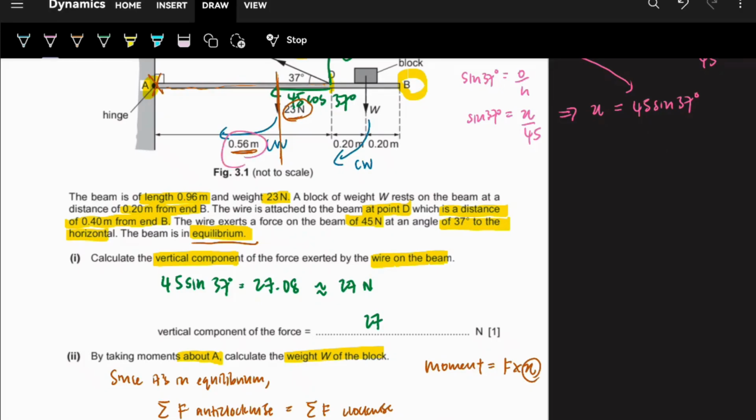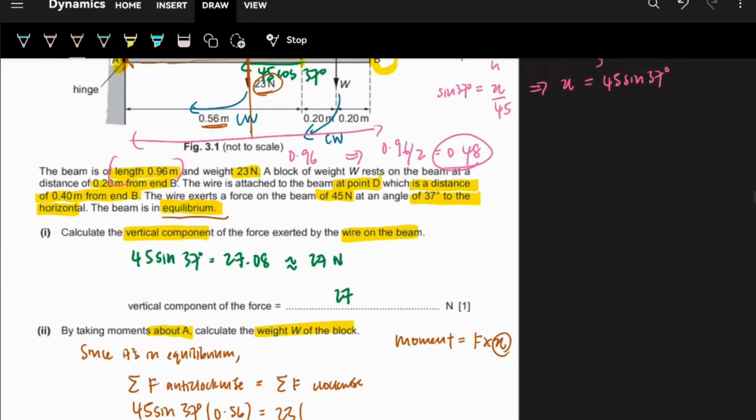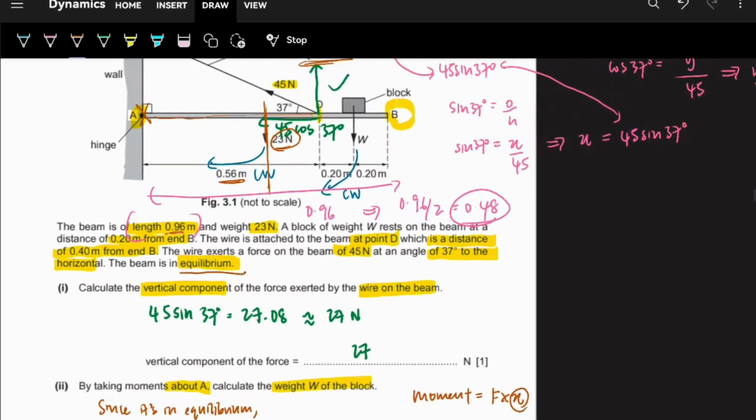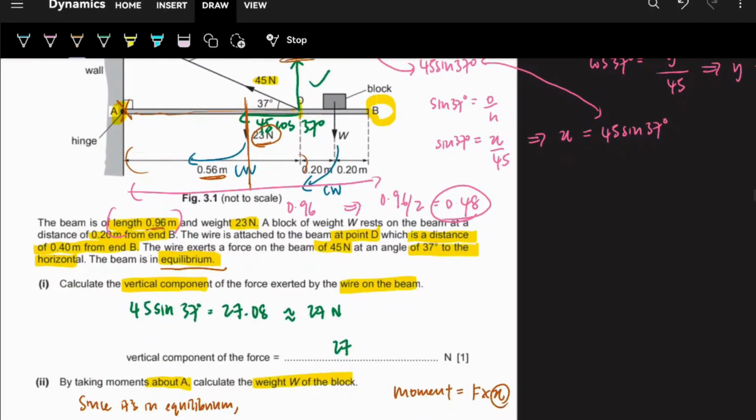Do not take 0.56 divide 2. It is not. They already said the beam is 0.96. So this whole thing is 0.96. That means half of the beam is 0.96 divided by 2, which will give you 0.48. Please take the correct value. They already say 0.96 is the whole thing. 0.56 is just here to here. It's not the entire beam. So do not take the wrong value, okay? 0.48.